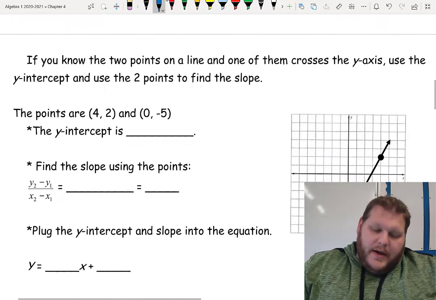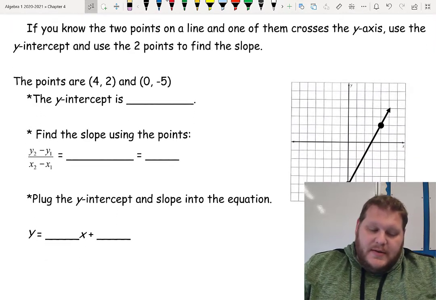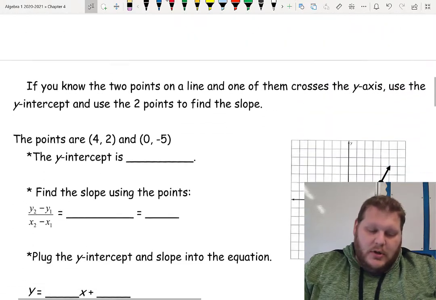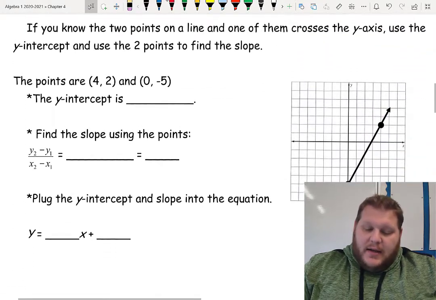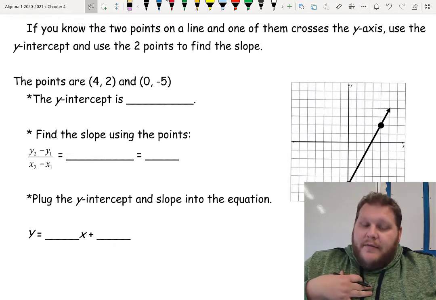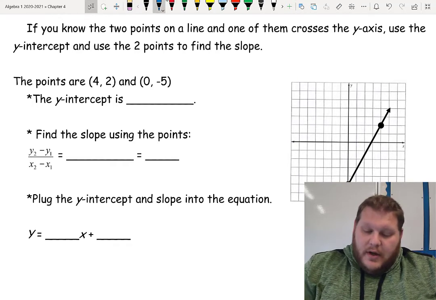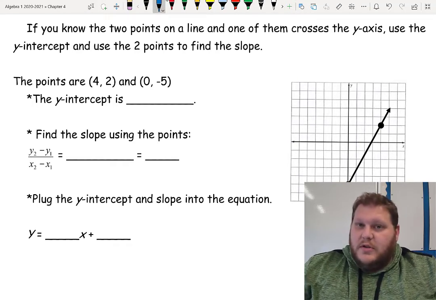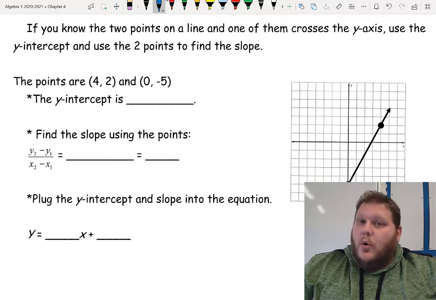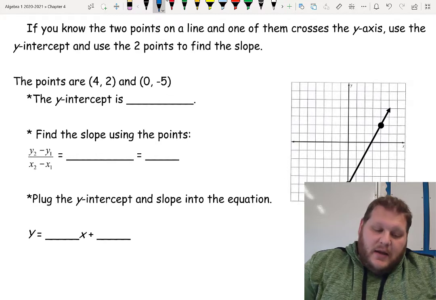Okay, so that's way number 2. If you've got 2 points on your line and one of them crosses the y-axis, you can use the intercept and then those 2 points to find the slope. I think it's easier from the graph to just do rise over run on your slope triangles. If we're given 2 points, just 2 coordinates, we can still do the same thing.